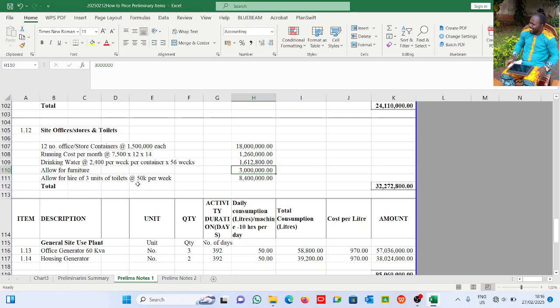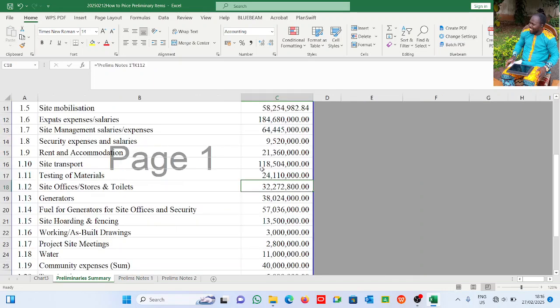So hire for 50,000 naira per week for 3 units. So you need to plan for them for 56 weeks. That gives us this. So the sum of this gives us what we are going to allow for site office and toilet as it is applicable to your own project. So you apply. All right. Okay, we go to the next item.